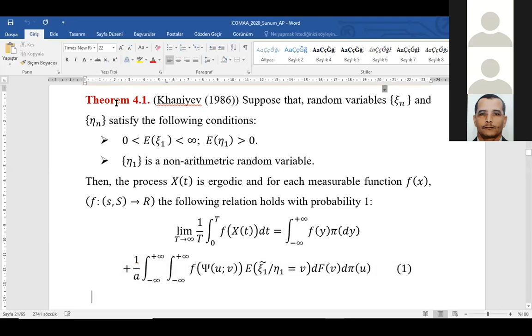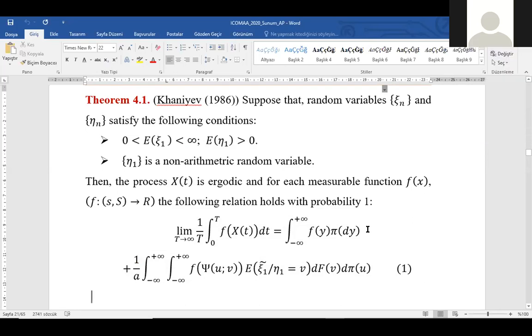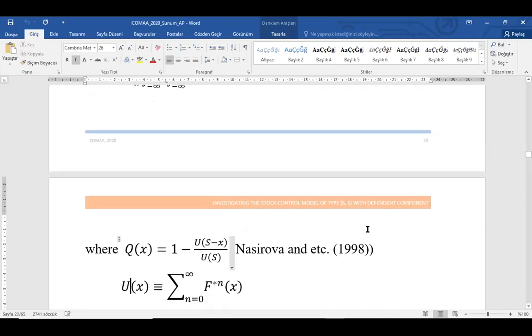We have Theorem 4.1. This theorem we have taken from the Haniyev 1980 study. Suppose this theorem is about the ergodicity of xt, and this relationship is about this relationship. We have used this result for our problems.